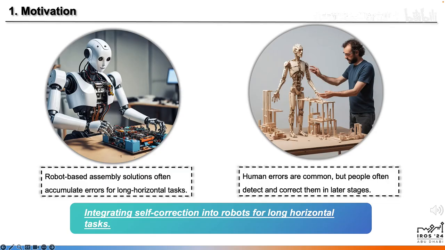In contrast, current assembly methods completely overlook this correction aspect, focusing solely on completing the assembly task. Therefore, we believe it is essential to integrate self-correction into robots for long horizontal tasks.